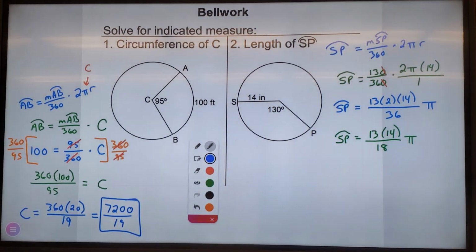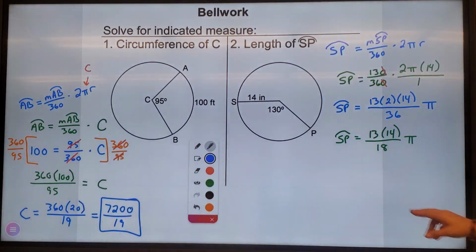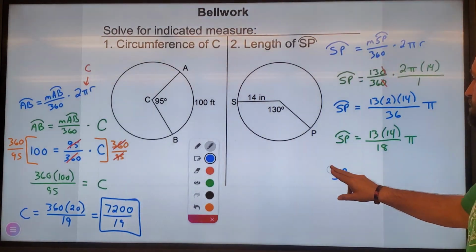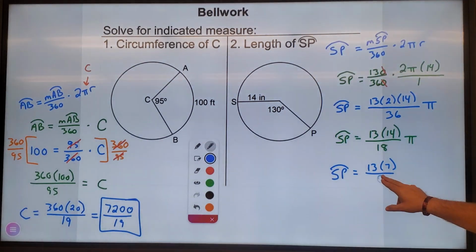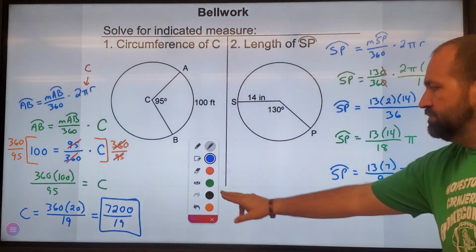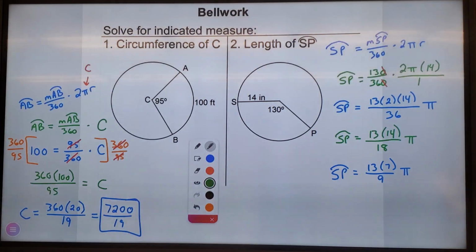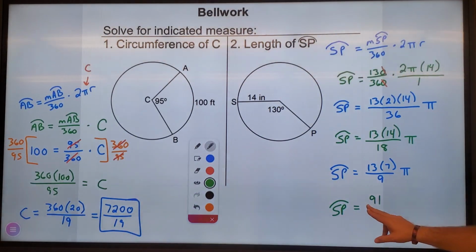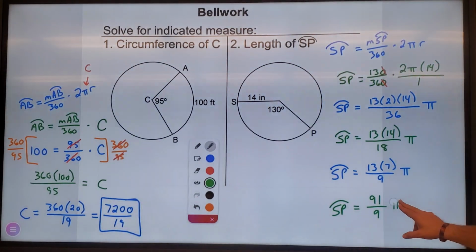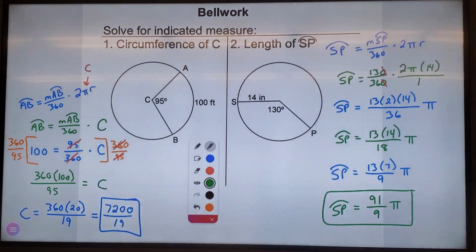With the 14 and 18, I can then reduce again by 2. So I'm going to divide by 2 there. So SP is equal to 13 times 7 over 9 times pi. And if I take 13 times 7, I get 91. So SP is equal to 91 over 9 pi. And again, that is now my simplified reduced fraction. Okay?